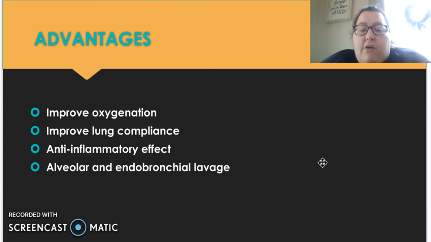Last is alveolar and endobronchial lavage. With using liquid, there's an automatic lavage effect when ventilating, so all of the bronchial exudates and the debris, they all come to the trachea, and then we can easily just suction them out.